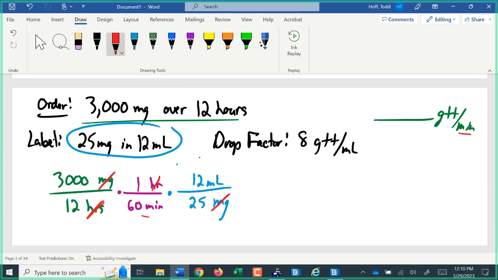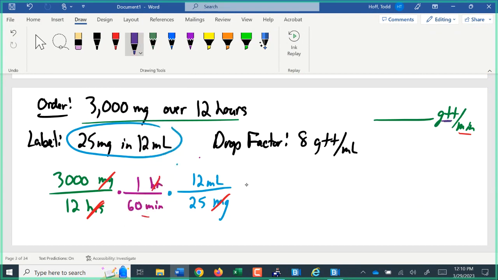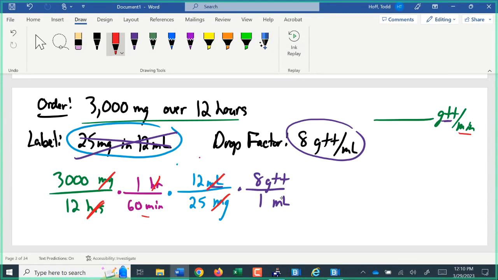So the milligrams have canceled out. We don't want milligrams as our final answer, though. We don't want milliliters as our final answer either. We want drops, so we have to get rid of those milliliters. They're on top, so we put milliliters on bottom. And we now have to look for an equivalency with milliliters. Now again, this one has milliliters, but we already used it, so we don't want to use it again. This is saying 8 drops per milliliter, saying 1 milliliter is equivalent to 8 drops. The milliliters cancel out. We now have drops per minute, which is what we want.